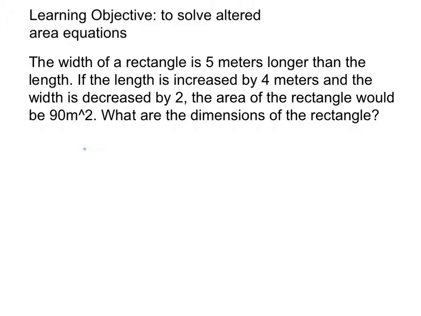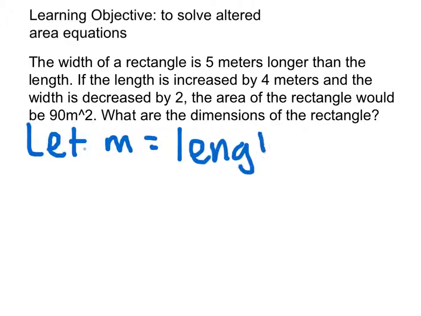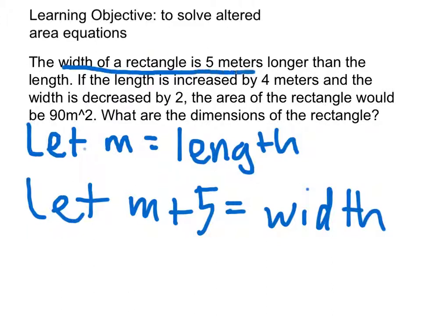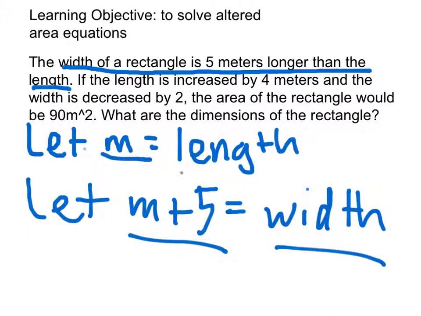Let's try it out. With every equation, the first thing we need to do is name our variable. So we're going to let m, but you can use any letter, equal the length, and let m plus 5 equal the width, because in our question it says the width of the rectangle is 5 meters longer than the length. So m is the length, and m plus 5 is the width.